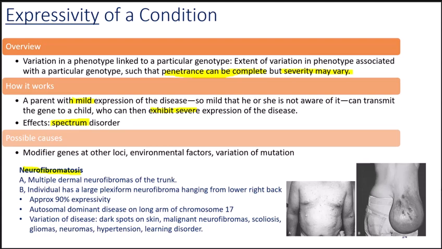And so if somebody has the gene for neurofibromatosis, they could end up in example A, where they have multiple dermal neurofibromas or tumors on their trunk, as you can see here. If you look closely, you can see them. Or they can have a large plexiform neurofibroma that just hangs off the right lower back. These are just, of course, examples, but showing you the variation in expressivity of a condition.